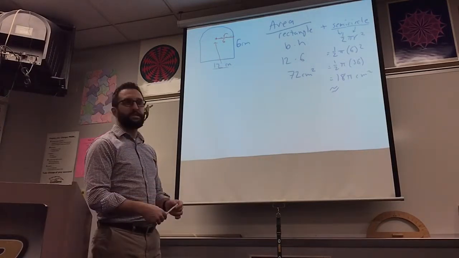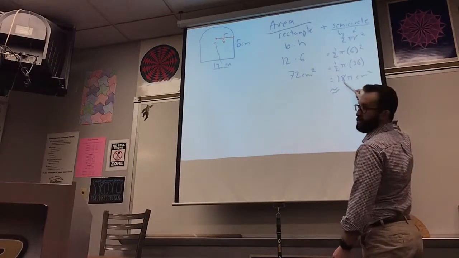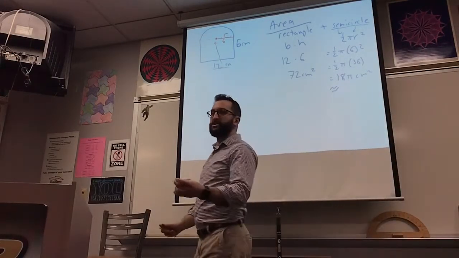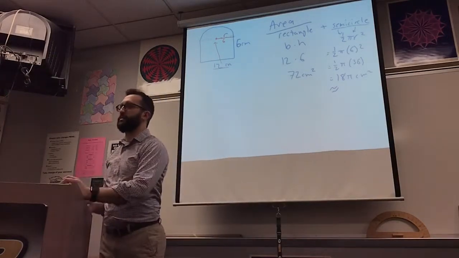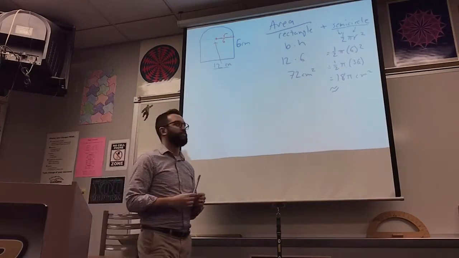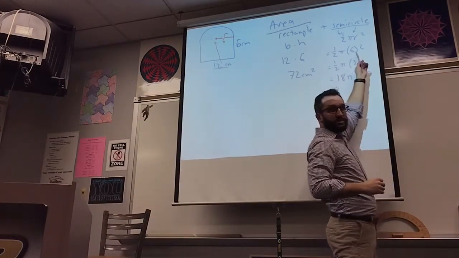So where was the mistake? Well, the mistake that people make is going from here down to here. They think I need to take half of 6, which is 3, and then 3 squared, which is 9. But that doesn't follow order of operations. We need to make sure that we follow order of operations. We need to find the exponent first.